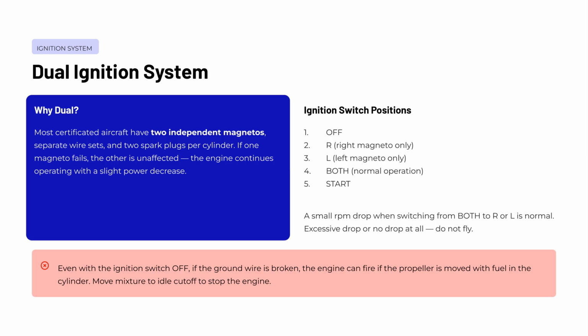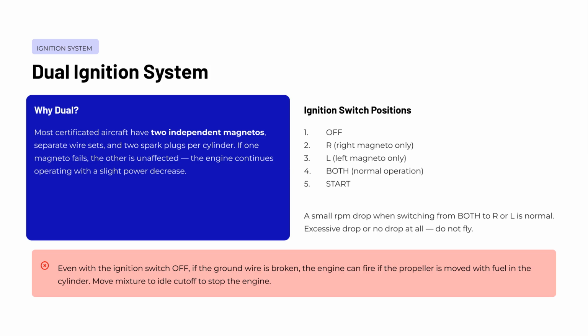The ignition switch gives you control over this system with 5 positions: off, R for right magneto only, L for left magneto only, both for normal operation, and start. During your run-up, you'll test each magneto individually by switching from both to R and then to L. A small RPM drop is expected and tells you each magneto is working correctly. However, an excessive drop indicates a problem, and no drop at all means the magneto is not being properly grounded. Either way, do not fly.